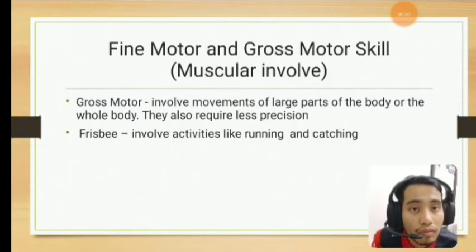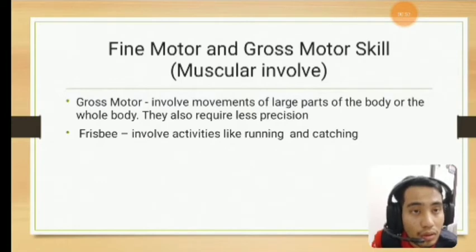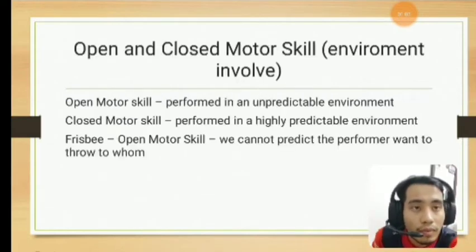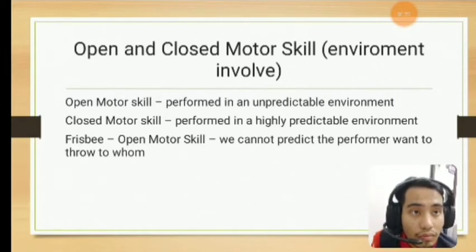For frisbee, the muscular involved is gross motor skill because it involves movement of large parts of the body or the whole body. They also require less precision. Frisbee involves activities like running and catching. Open and closed motor skill: for frisbee it is open motor skill because open motor skill is performed in an unpredictable environment.